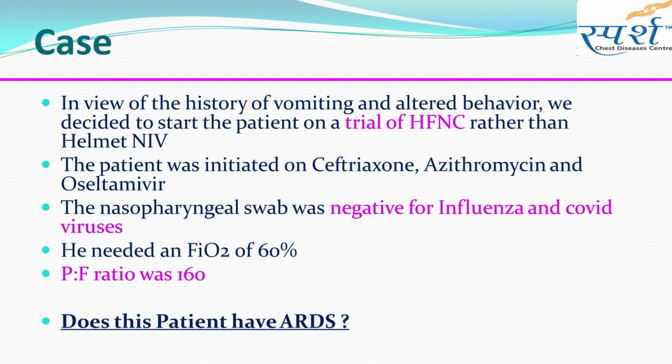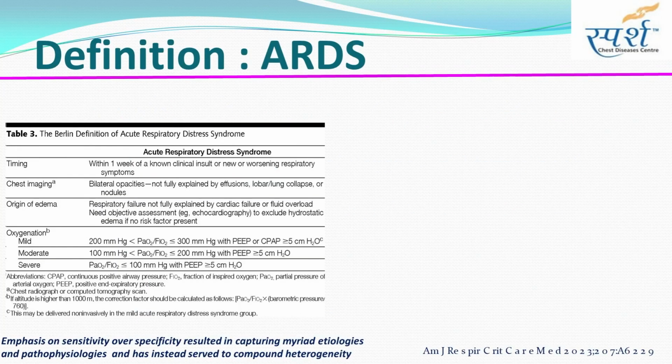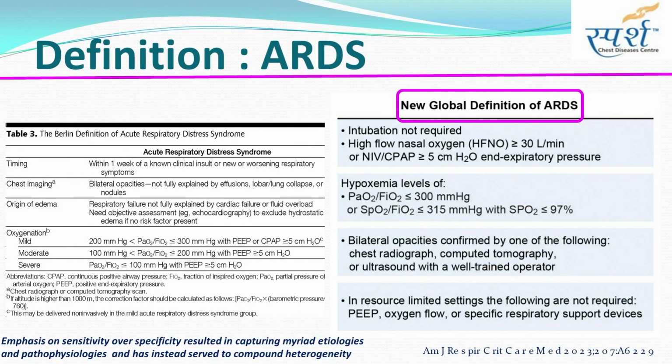Remember I told you, severe community-acquired pneumonia is the commonest cause of ARDS. So this was the previous definition of ARDS, the Berlin definition, and the new definition came up in 2023. Again, it simplified a lot of stuff. First, it showed that intubation is not mandatory to classify a patient as ARDS. A patient on oxygen can also have ARDS, and it helps us pick up ARDS early.